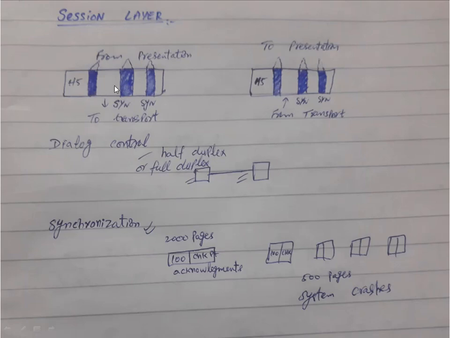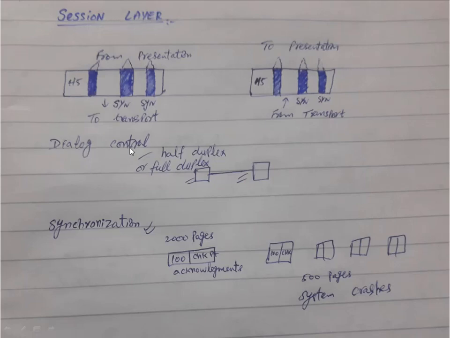This is the sender end and this is the receiver end. From the presentation layer to the session layer, then the session layer transmits the data to the transport layer, and at the receiver end, from the transport layer data is transmitted to the session layer, then the session layer sends the data to the presentation layer.